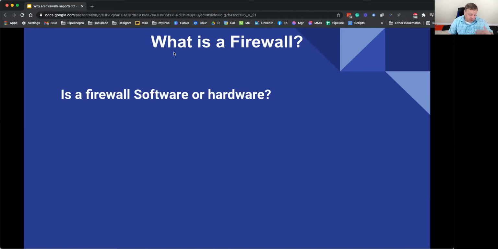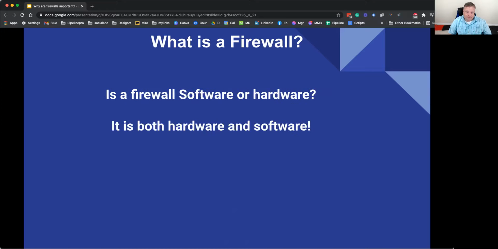And is a firewall hardware or software? It is actually both hardware and software. We'll go into more details of which is hardware, which is software in the oncoming PowerPoint. But you need to keep in mind you actually need to have both.